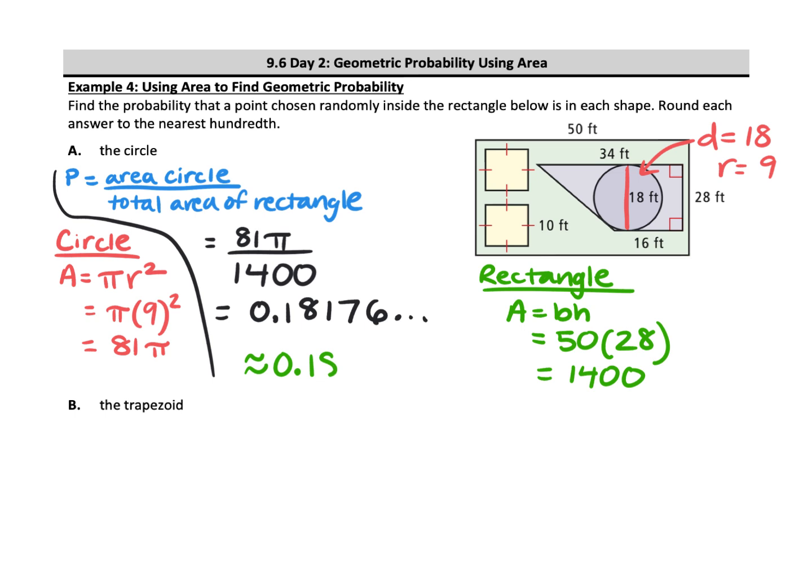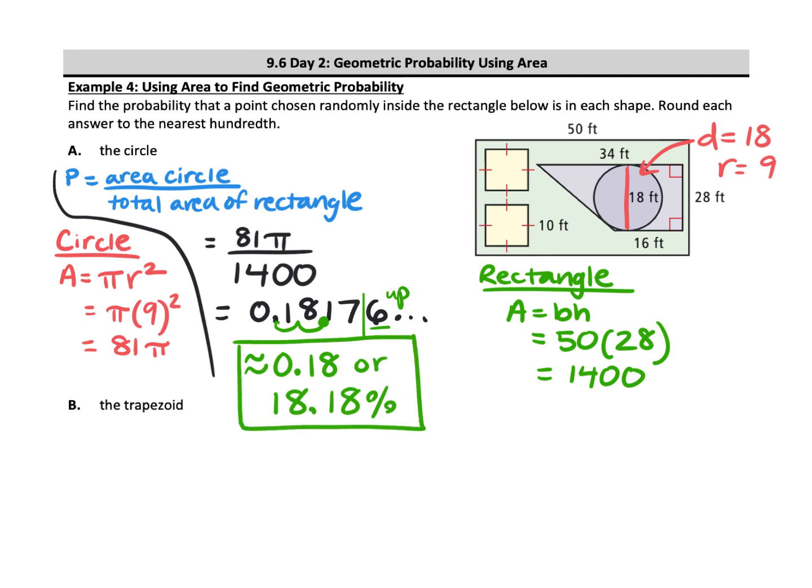But if I want to be a little more accurate, I could add some extra digits to it. So as a percentage, if we move it over 2 places, that would be 18 point, and then the 6 would round up, so 18.18%. Both of those are the same. They're just expressed differently. One is a decimal rounded to the hundredths place, while the other is a percent rounded to the hundredths place.